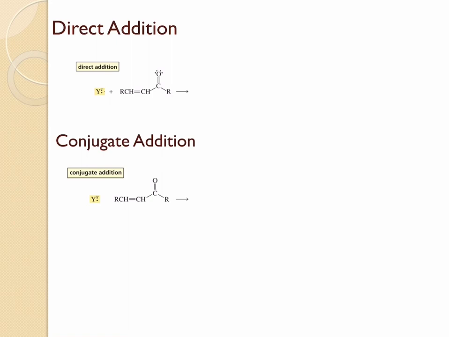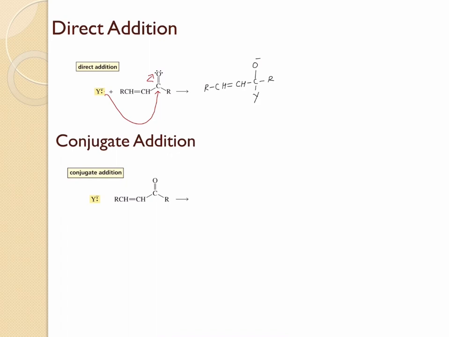In direct addition, the nucleophile is going to directly go and attack the carbonyl carbon and thrust these electrons onto oxygen. This is what we have been seeing in most of the reactions of aldehydes and ketones, where the nucleophile will go and attack this carbonyl carbon, thrust these electrons onto oxygen, and form a tetrahedral intermediate. So let's draw this tetrahedral intermediate.